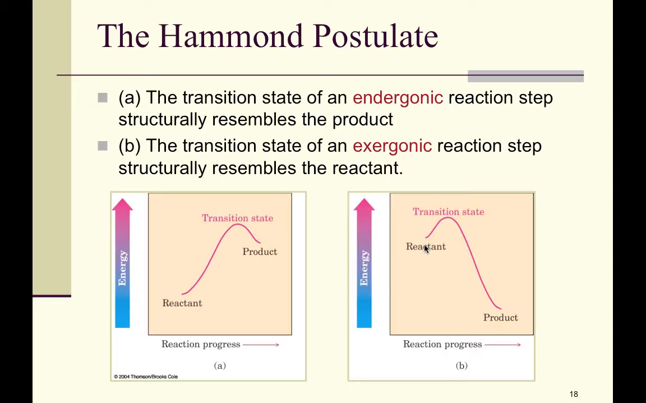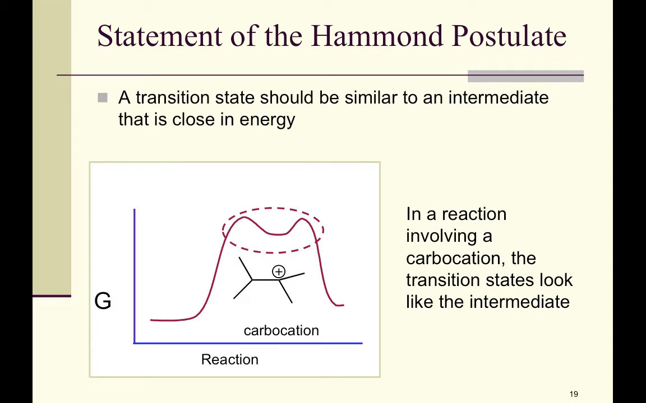In letter B, here's the reactant. The transition state isn't as high, and the product gives off more energy. In fact, it ends up being at a lower energy than the reactant was. Because the transition state is closer to the reactant, the transition state resembles the reactant. When you have a reaction involving a carbocation, the carbocation is close to the transition state, so the transition state resembles the intermediate. A transition state should be similar to an intermediate that's close in energy. When we have a carbocation formed, the transition state looks like the intermediate.